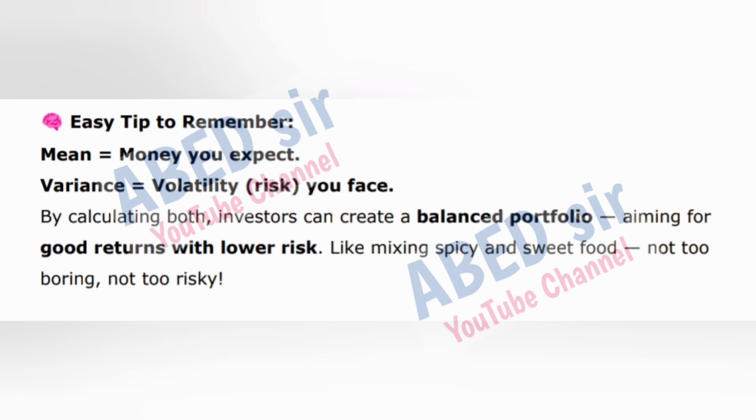Easy tip to remember. Mean is equal to money you expect. Variance is equal to volatility, risk you face. By calculating both, investors can create a balanced portfolio aiming for good returns with lower risk. Like mixing spicy and sweet food, not too boring, not too risky.